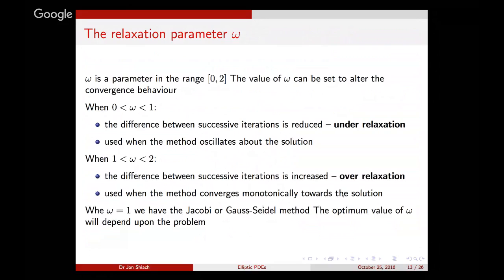So sometimes you want to choose omega less than 1, and sometimes you want to choose omega greater than 1. When it's greater than 1, it's used when the method converges to the solution monotonically. In other words, it never goes away from the solution, it always goes towards it. When omega is equal to 1, we just end up with our standard Jacobi or Gauss-Seidel method. The optimum value of omega will purely depend upon the problem we have. It'll be different for each different problem.